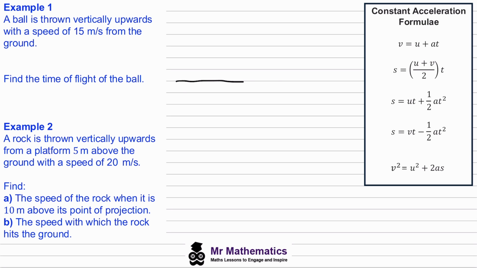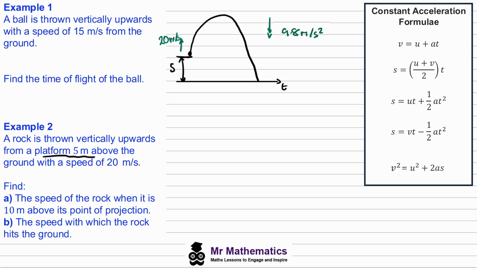Okay, so we've got the ground. The rock is thrown vertically from a platform 5 meters above. So we'll have this platform, which is 5 meters above the ground. And the rock is being thrown in this direction, vertically upward. And this is time. The initial speed is vertically upwards, and this is 20 meters per second. And we know acceleration is due to gravity acting downwards. So if we resolve vertically upwards, we'll have our SUVAT.